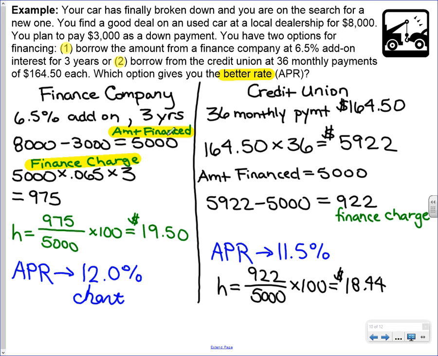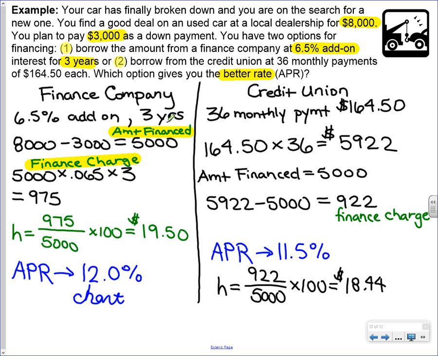To find the amount financed, we take $8,000, which is the cost of the car, minus $3,000, which is your down payment. So 8,000 minus 3,000 equals 5,000. The finance charge will be 5,000 times 0.065, that's the 6.5% add-on interest, and then for 3 years, so times 3 equals 975. So when we calculate our H, we get 975 divided by 5,000 times 100 equals 19.50.